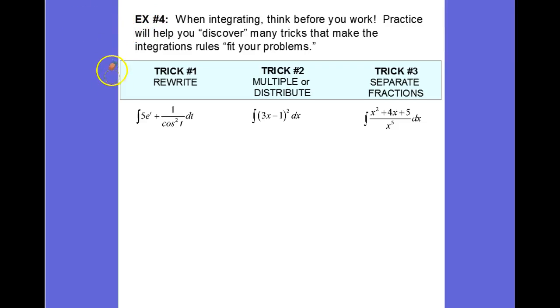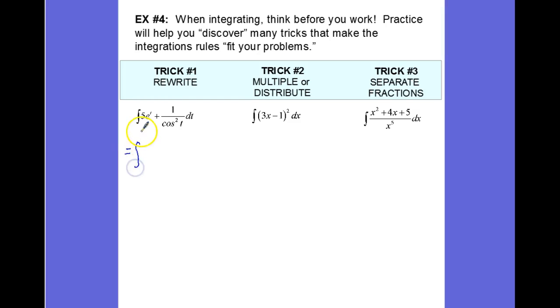In example 4, we have 3 different techniques we can apply in order to simplify what would be otherwise unnecessarily complex expressions. So the first technique we're going to look at is rewriting. And so they've asked us to find the antiderivative of 5e to the t plus 1 over cosine squared t dt. And so I'm going to rewrite this.